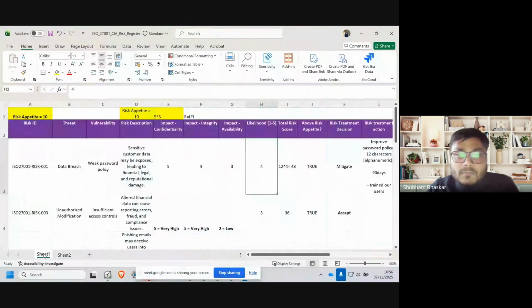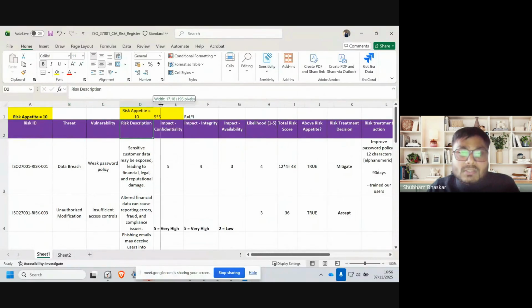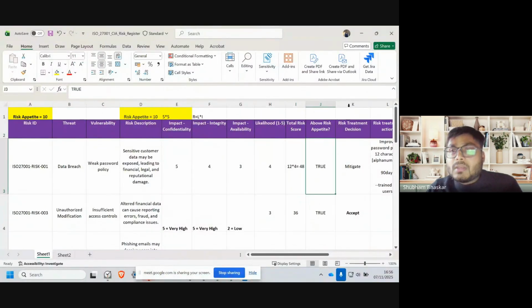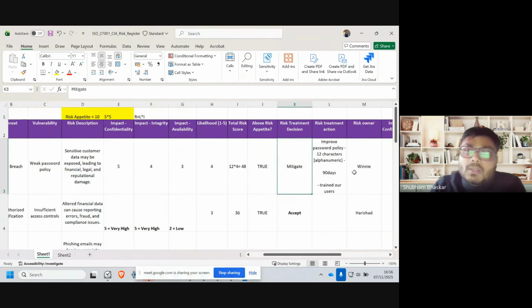Both are interrelated, right? You find the threat, you find the vulnerability, you find what is the risk that can happen, you find the impact, you find the likelihood, you come up with a risk score, right? And then you see if it's above your risk appetite or below. Then somebody makes a decision, who we will study later. It's not you, right? And then, once a decision is made, accordingly an action plan will be made.